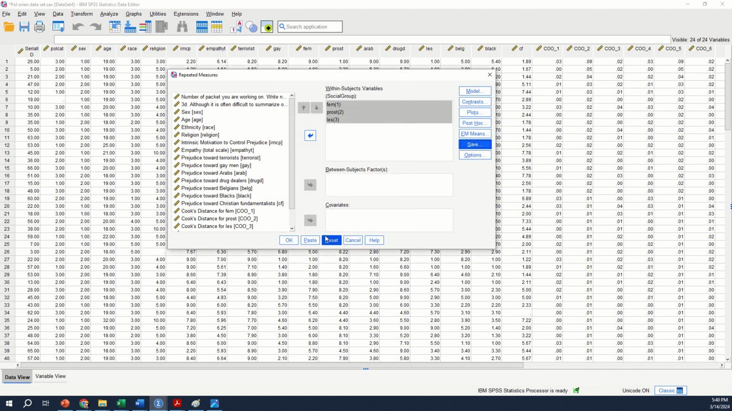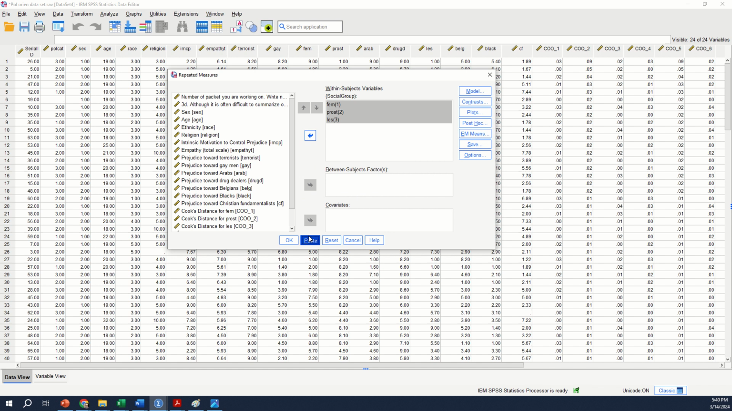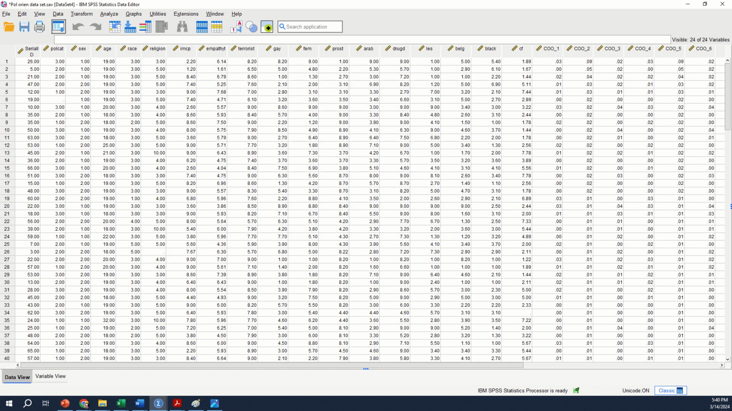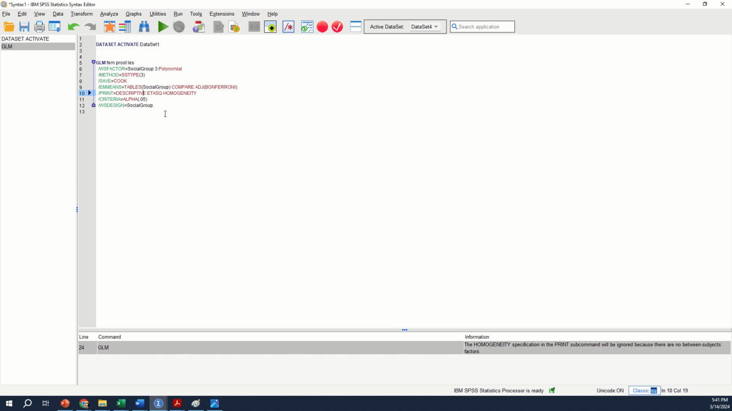So we'll hit continue, and under options, we'll click descriptive statistics, estimate of effect size, and homogeneity tests. We'll click continue, and we will click paste. And here we are with our syntax to run our one-way within subjects ANOVA. And so I'm going to highlight and then run the selection.